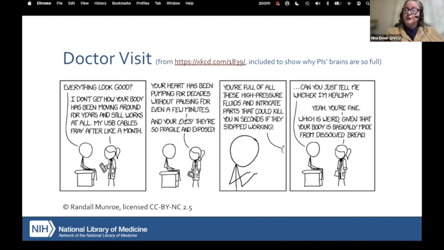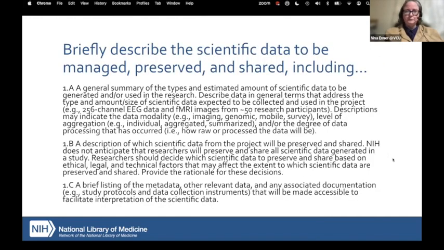So a lot of times our PIs are not really in the zone for following policy. And so they need a lot of facilitation in some cases to help them keep what the policy says in their focus. It's not where they're mainly focused.